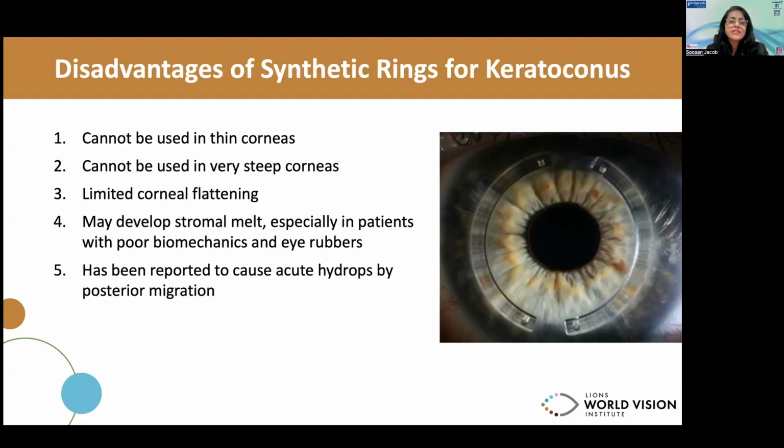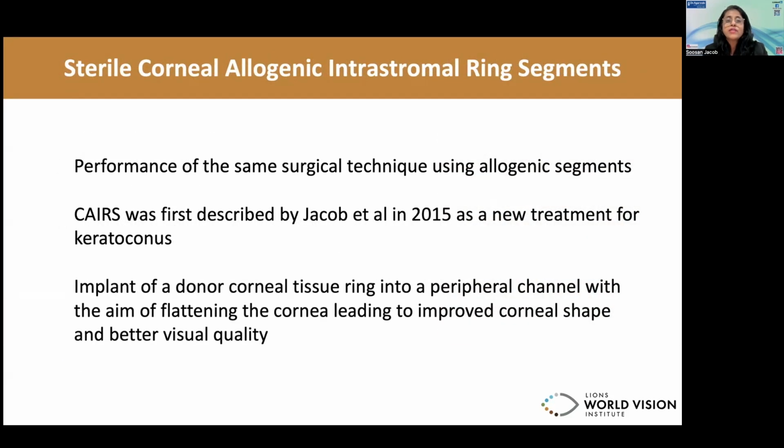So as I said, synthetic segments such as Intacs have been known to be associated with stromal melt, especially in patients with poor biomechanics and eye rubbers, and sometimes even acute eye drops has been reported by posterior migration of synthetic segments. Now coming to corneal allogenic intrastromal ring segments, LWVI provides these as sterile CAIRS, and basically you can implant them much similar to the synthetic segments except that you're using allogenic segments.